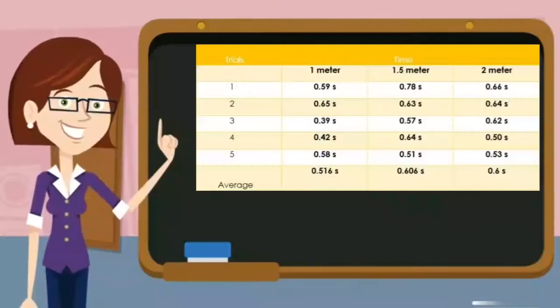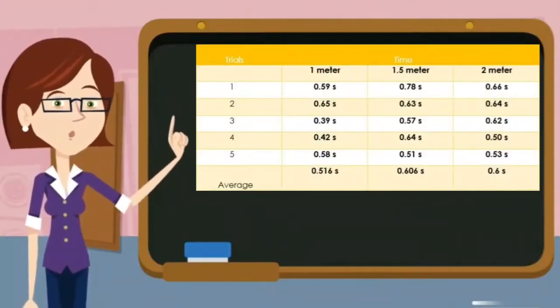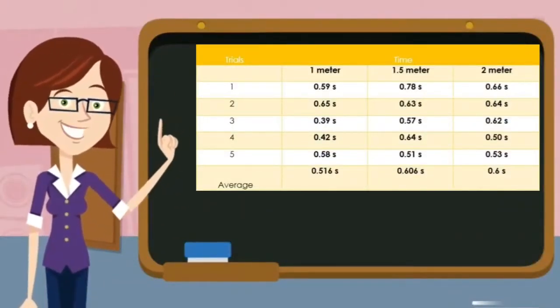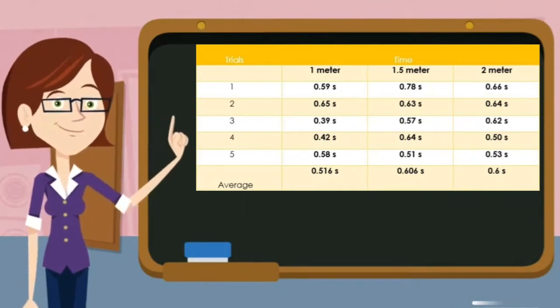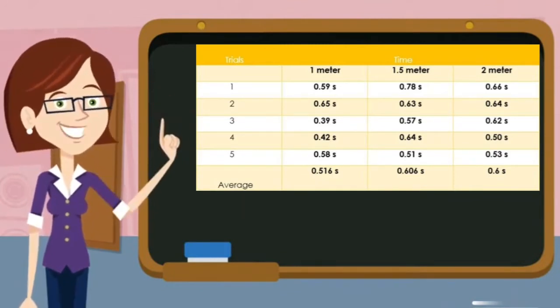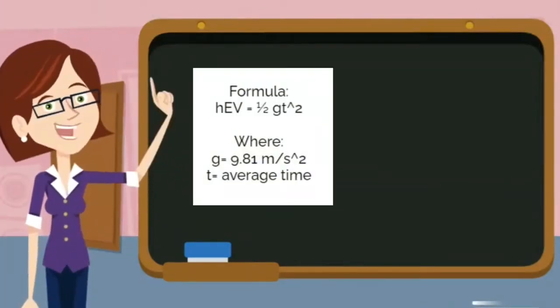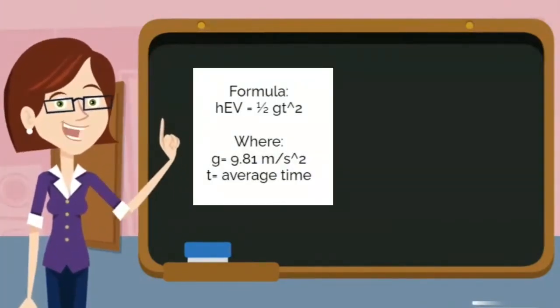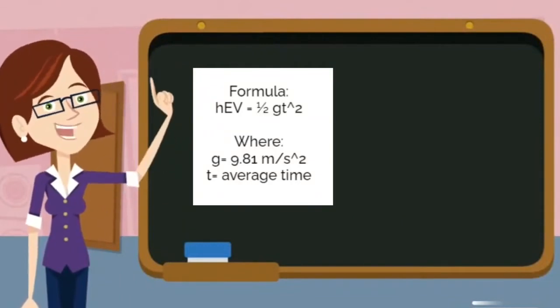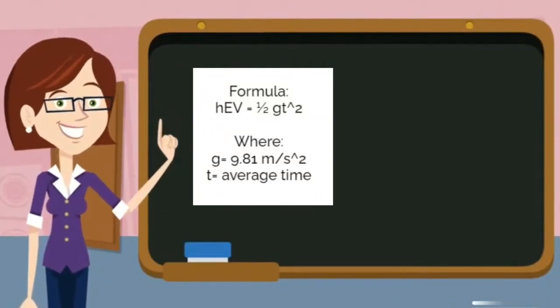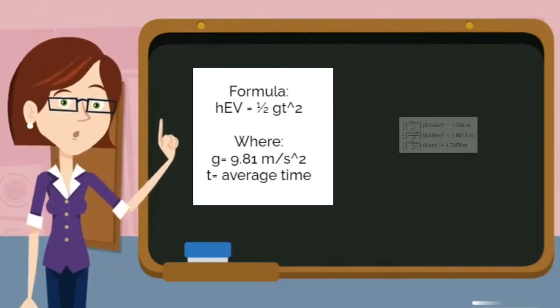So here is the result in experiment number 4. We got the average time of 0.516 seconds in the first meter, the second meter is 0.606 seconds, and the last meter is 0.6 seconds. The formula for height experimental value is 1/2 times gravity times t squared, where gravity equals 9.81 meters per second squared and t stands for average time.